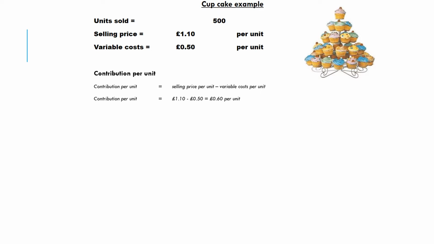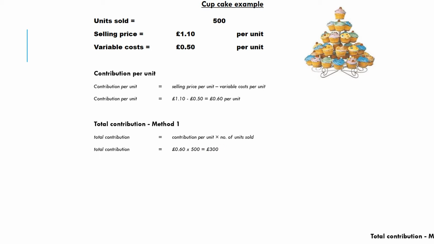But we don't sell just one cupcake. No, we're a hungry lot here. We've sold 500. So what would be the total contribution? Well, the total contribution, we can use method 1 to start off with. The total contribution is the contribution per unit multiplied by the number of units sold. And our contribution per unit, we've calculated as 60p. And if we sell 500 cupcakes, our total contribution is £300. The college canteen has generated £300 before paying off any fixed costs.